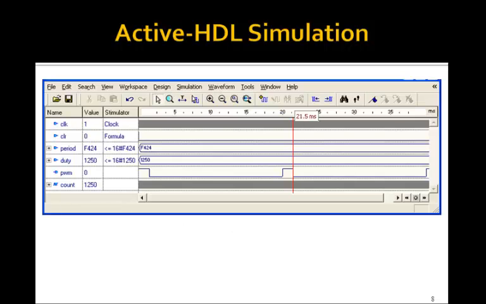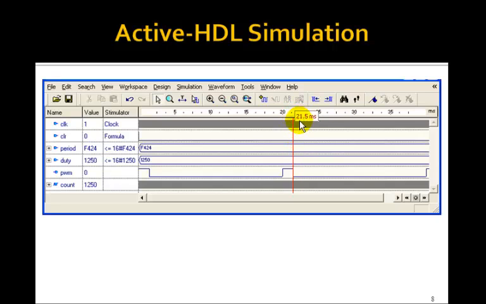So let's look at the simulation, and here we set the period to F424, which should give us exactly 20 milliseconds, and you see it does. Here's 20 milliseconds. We've got a millisecond scale. And we made the duty 1250. That should give us a 1.5 millisecond duty, and here we have it right here, you see.